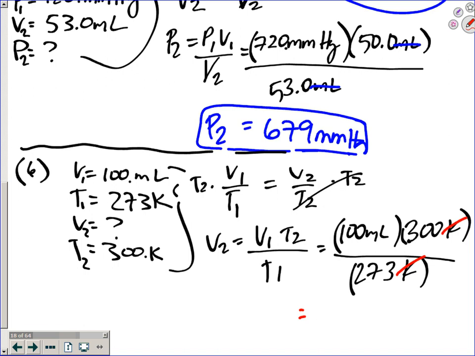So STP conditions, you know what those two conditions are. Those are two variables. You need P and T. What's STP?